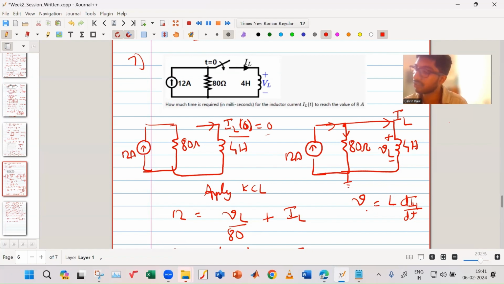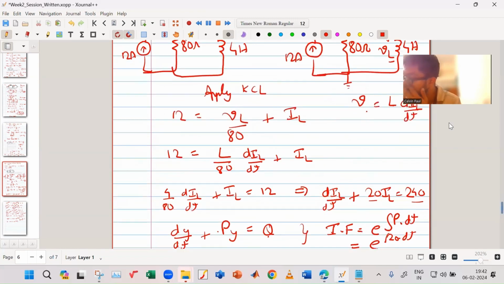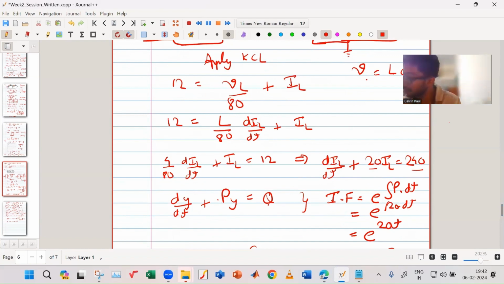Then next I close the switch, so my circuit becomes of this format. Then I know KCL and KVL are valid. Applying KCL is very easy because there are only two nodes, so only one equation is required. So I apply KCL, and since I know the voltage across an inductor is given by L dIL by dt, I substitute VL by L dIL by dt.